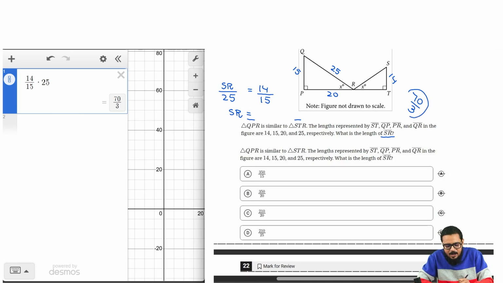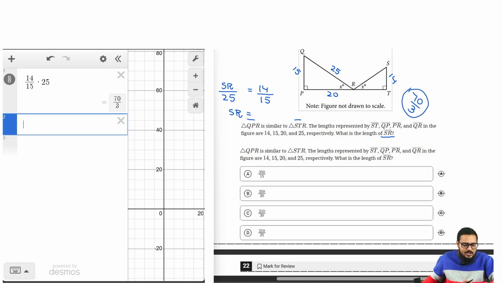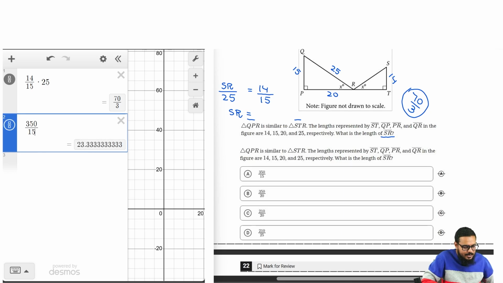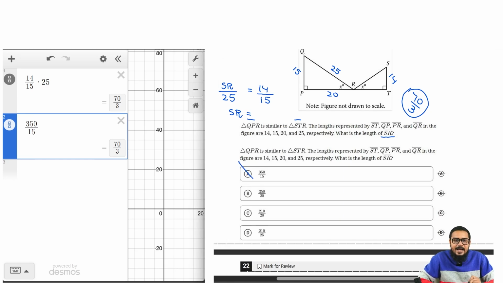But I just have to figure out which of these answer options depicts the number 70 divided by 3. The examiner has deliberately left these answers without converting them to simplified form, right? So I'm going to type the first answer option, 350 divided by 15, and let's see what this number is. This is again coming out as 23 point never-ending 3s. If you convert this into a fraction, that's equal to 70 over 3. So I'm going to go with answer option A as the right choice for this question on similar triangles.